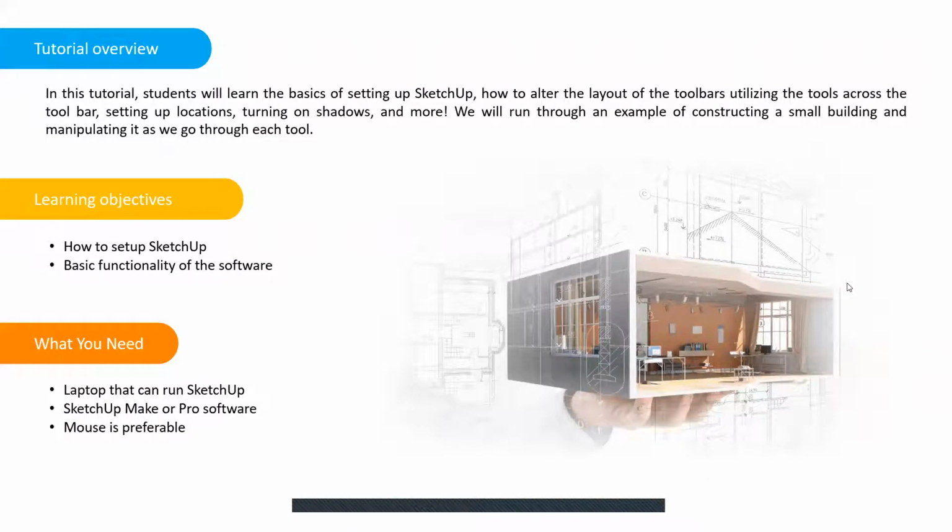So an overview of what we'll be doing: we'll be learning the basics of SketchUp, how to alter the layout of the toolbars and utilize the tools across the toolbar itself. We'll be setting up geolocations, turning shadows on and off, and a few more advanced features that are very pertinent to the final design project and the last homework that we still have. So we'll run through a small example of making a building or a room with fenestration, windows, and a floor and a roof, of course. And we'll show you how to manipulate those with the individual tools across the toolbar.